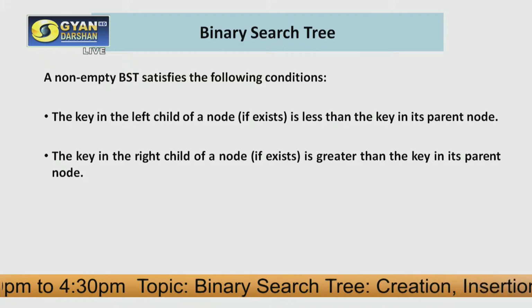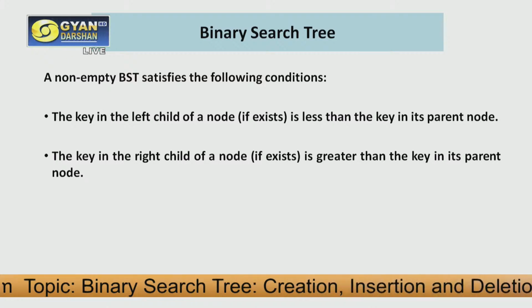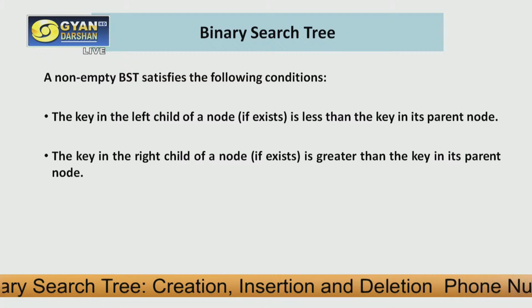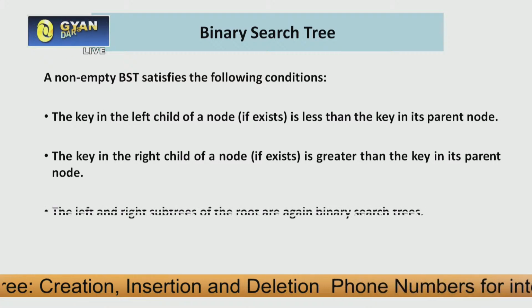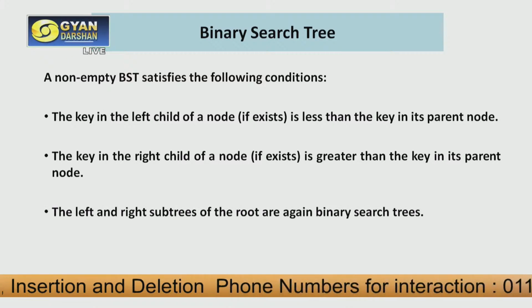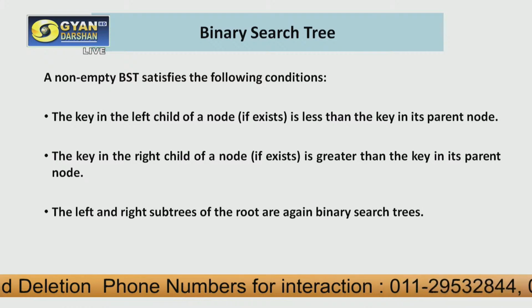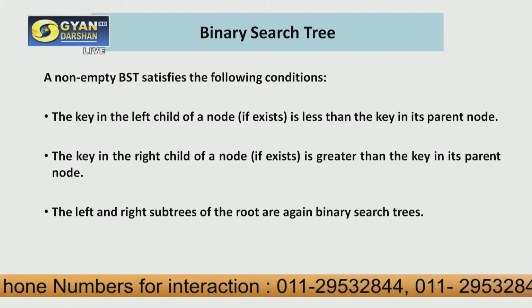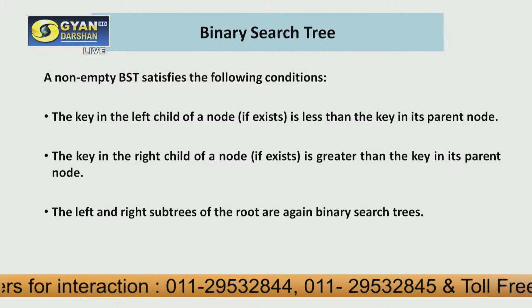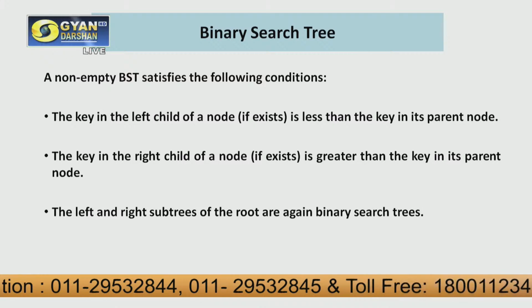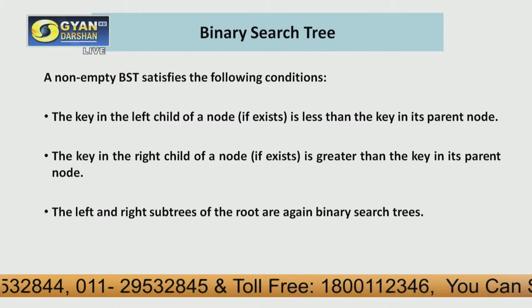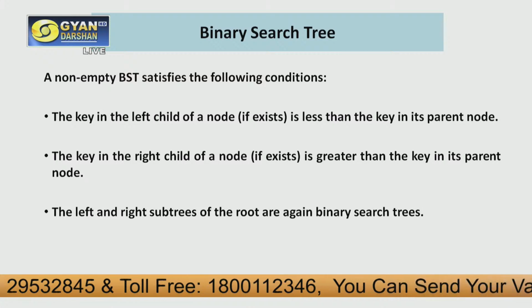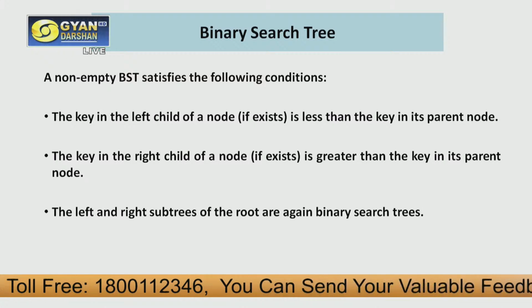The left child will always be smaller and the right child will be greater, and the left and right subtrees of the root are again binary search trees. It means the previous two properties are applicable for every node of the tree. Then this is known as a binary search tree.